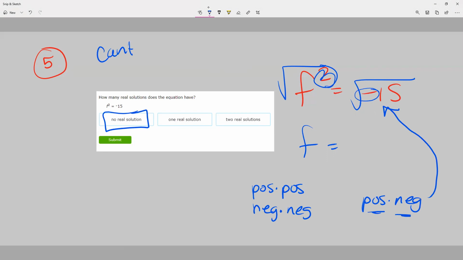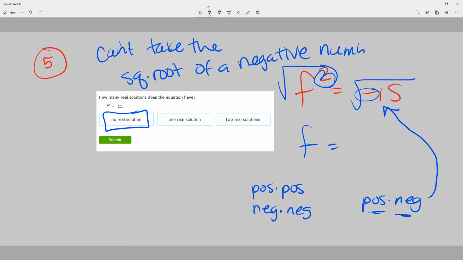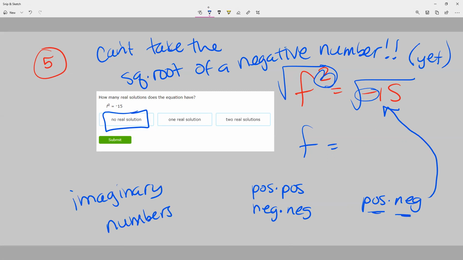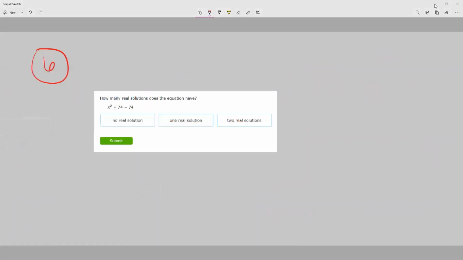So this has no real solution. You can't take the square root of a negative number. Because when you get to algebra 2, then you'll learn about something called imaginary numbers. And that is where you can start taking the square root of negatives. Notice that here it says real solution, because there is no real solution. There is an imaginary solution. You just don't know about it yet. So someday you'll find out.